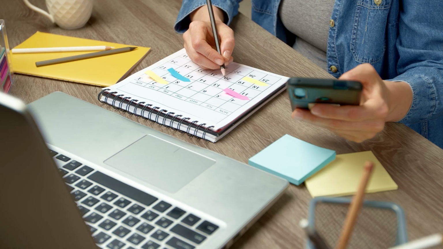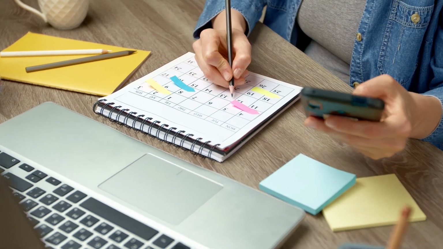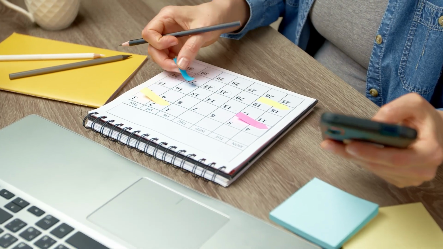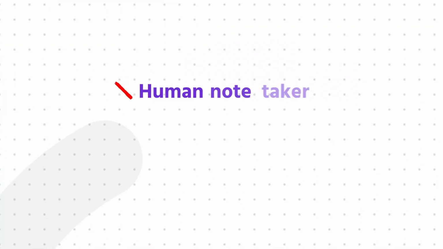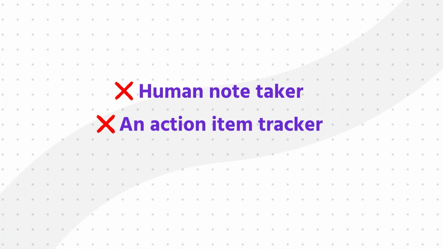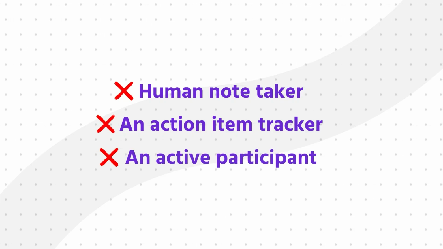Do you ever feel like you're spending one half of the day in meetings and then the other half of the day trying to remember what was decided? Well, you're not alone. I've been there, and just staring at my calendar filled with back-to-back meetings, I realized I cannot possibly be a human note-taker, an action item tracker, and an active participant all at once.